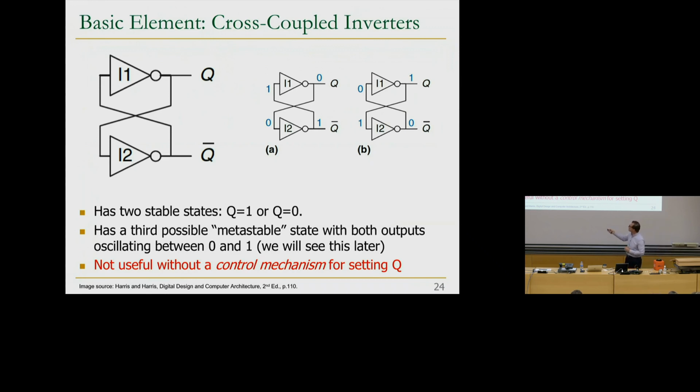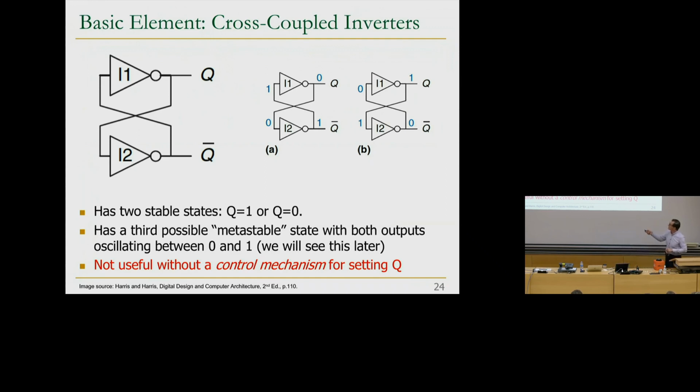There's no way we can control and set Q to 1, for example, because there's no input to it. There's no external input that I can provide to this storage element. So this is not useful without a control mechanism for setting Q. That's why it's not a useful element by itself. You need to have something else around it to make it work. And we're going to see something else around it to make it work.